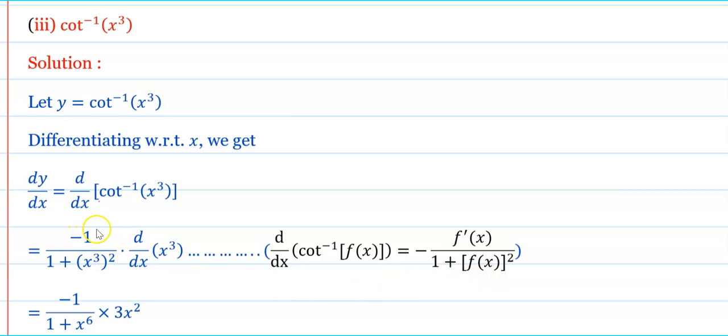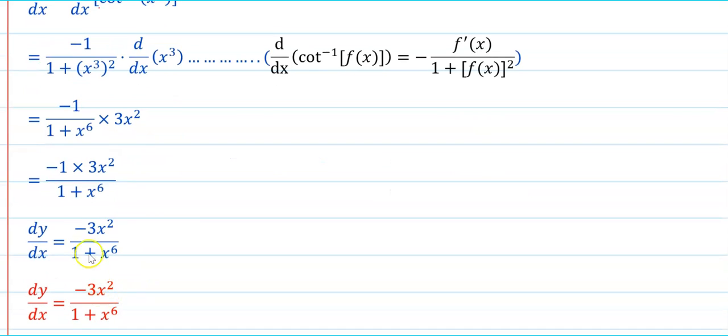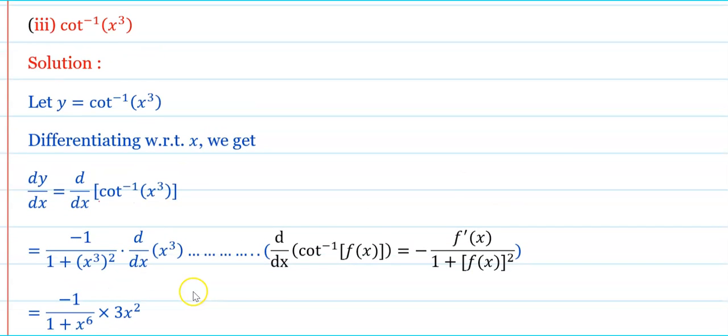Similar here, minus 1 upon 1 plus this x cube bracket square into d/dx of x cube, which is the 3x square, and its simplification. Minus 1 into 3x square, that is a minus 3x square upon 1 plus x raised to 6, and this is the answer. Okay, now you can see this.